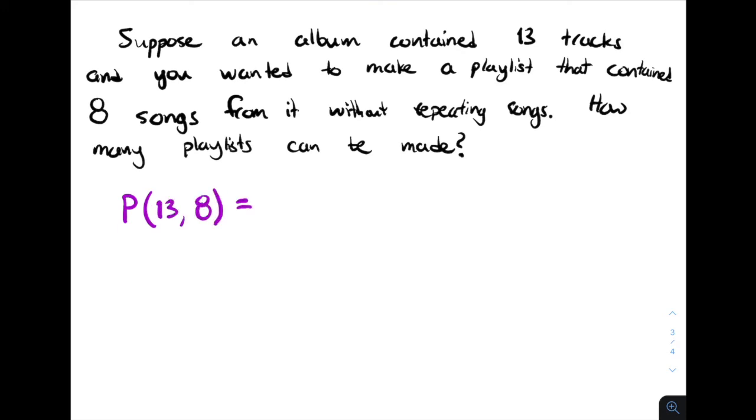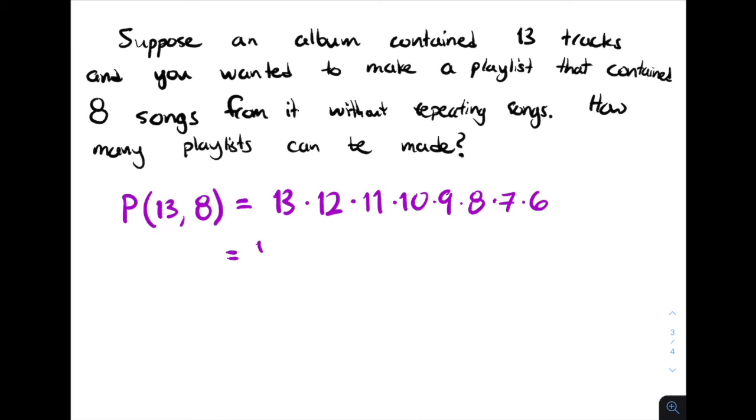Using one of our definitions of this function, we can say this is 13 times 12 times 11 times 10 times 9 times 8 times 7 times 6. How do we know to stop here? Well, we stop at 6 because we have 1, 2, 3, 4, 5, 6, 7, 8 terms in our product.